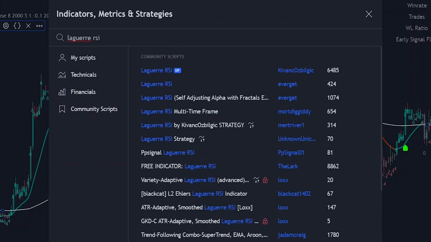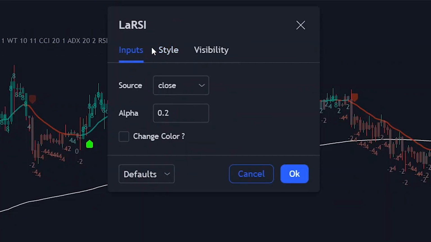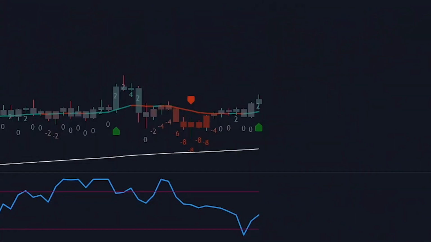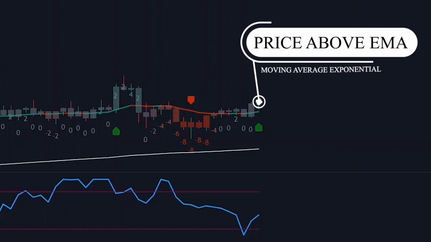There are many variations of this indicator, but we will be using this one by Kvanch Ozbiljic, so for the last time, left-click this indicator once. This indicator works perfectly well with its default settings, so we won't be making any adjustments. When we combine this indicator with our previous two indicators, we create an extremely accurate as well as extremely profitable trading strategy. So, let's go over our three conditions that have to be met before we can enter a long trade. First, the machine learning indicator must issue a buy signal. Second, the price must close above the EMA line.